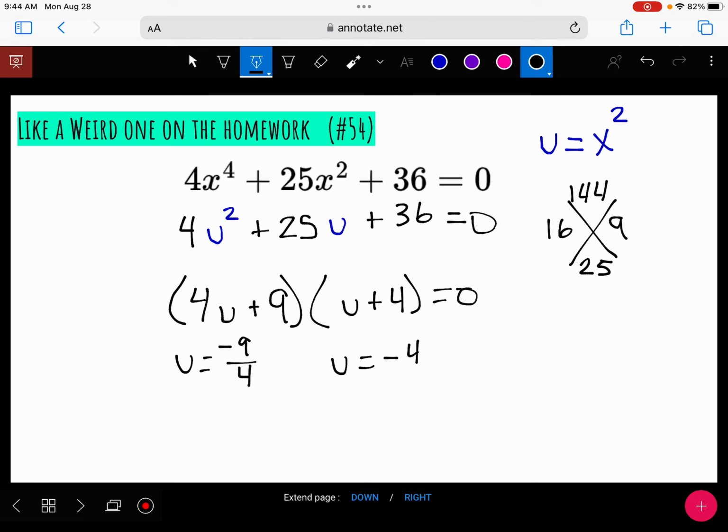But I don't want u. I want x. x squared equals -4. x squared equals -9/4, right? Because I had switched out u to be x squared. I have to make sure I get back to x's by the end. Square root both sides. Yeah, I don't get it. We'll talk more about it, but there's one just like that on the homework. And square root both sides. Yep, and then we'll get plus or minus 2i, plus or minus 3i over 2. Okay?